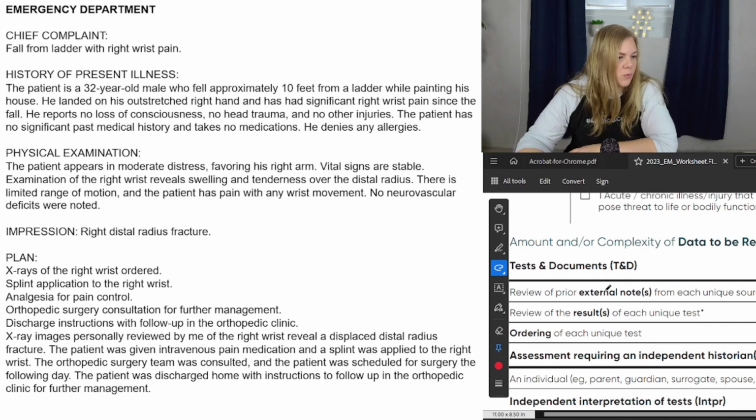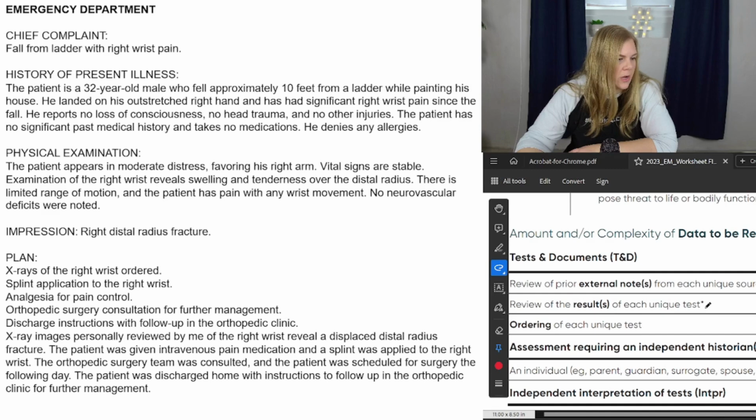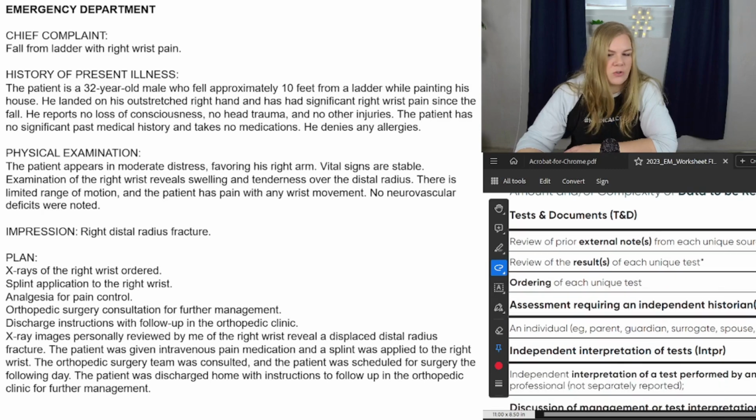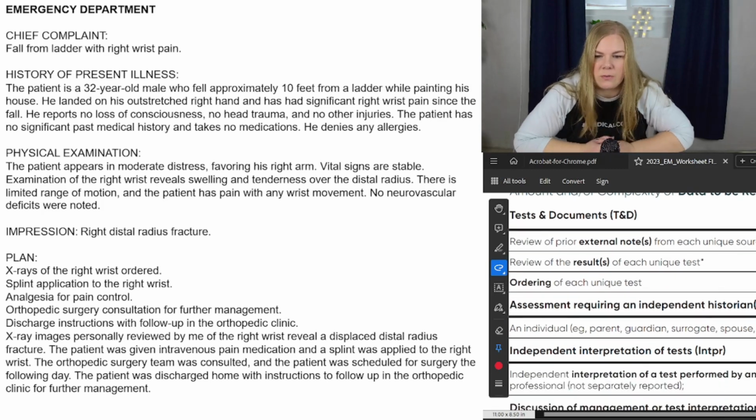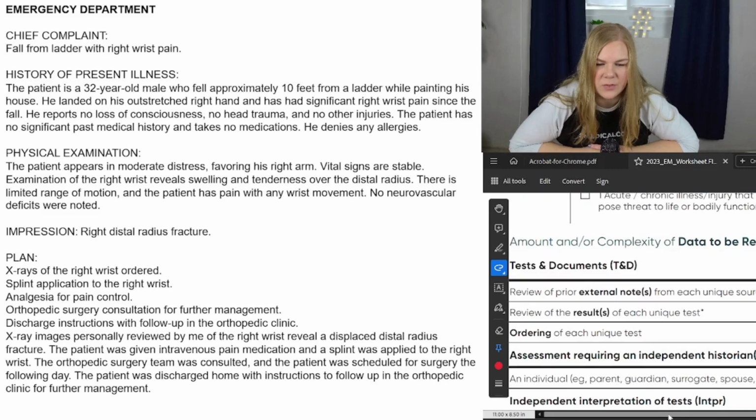So did we review prior external notes? No. Did we review the results of each unique test? All right, let's see here. Did we review a unique test? So it says X-ray images personally reviewed by me.